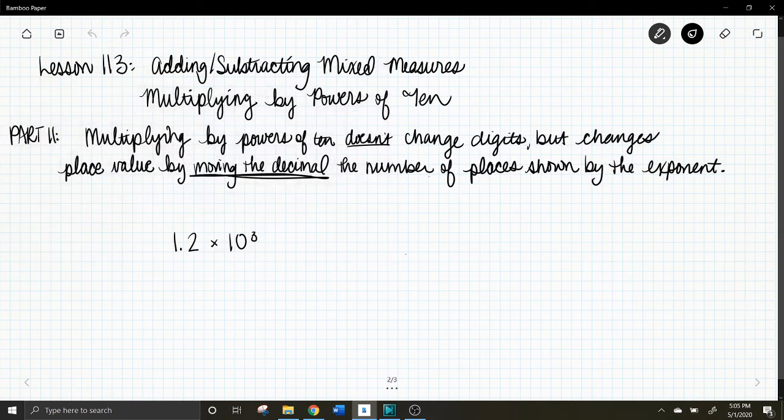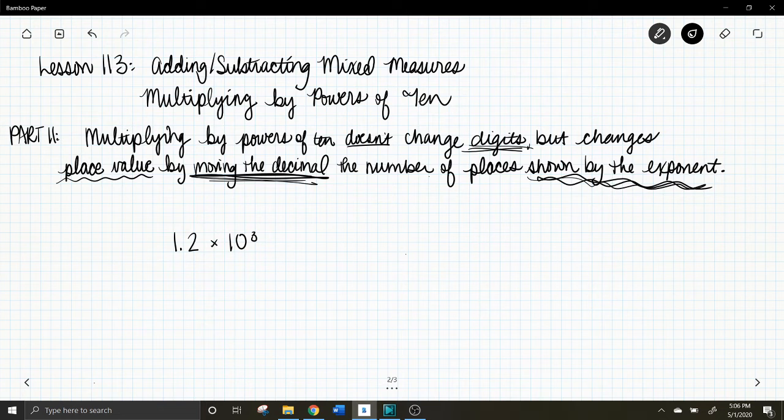Okay, part 2. What we're going to do is add and subtract multiply by powers of 10. So I wrote out this little fact for you that might be worth writing down. Multiplying by powers of 10 doesn't change the digits, so the actual numbers you see will remain the same, but it changes their place value by moving the decimal the number of places shown by the exponent. Okay, so that fact is really good to know when you're multiplying by powers of 10. You're not really changing the numbers you see, but their value will change.